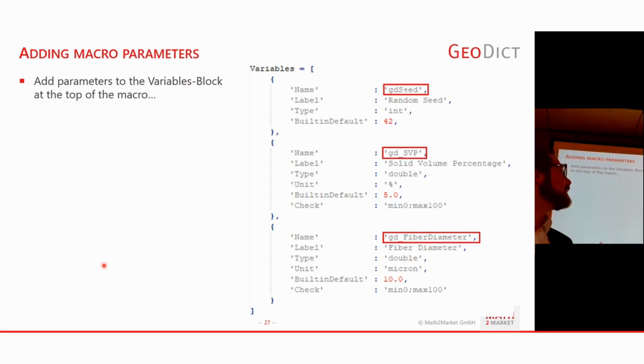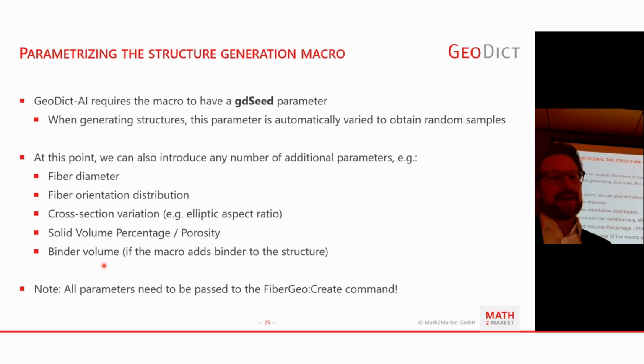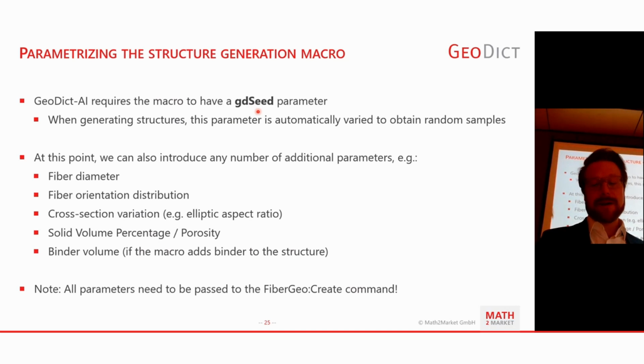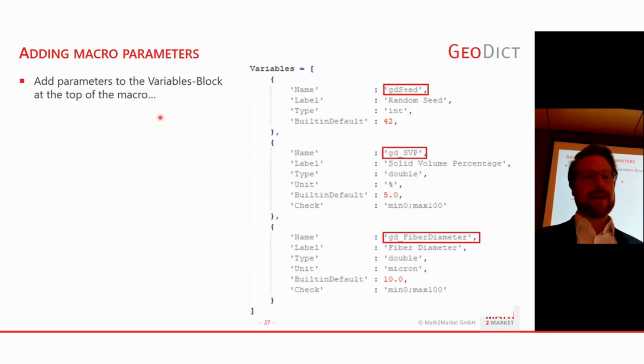Okay, so now, how to add these parameters to the macro as the next step. Again, we need to have a GDseed parameter, which identifies the instance, the stochastic instance of our structure that we want. And we can add any other parameters. I've shown here a parameter for solid volume percentage and one for fiber diameter. And now let's take our recorded macro and add these parameters.